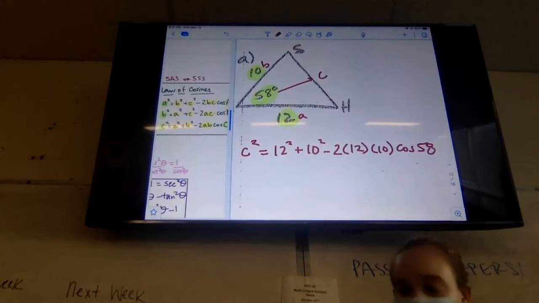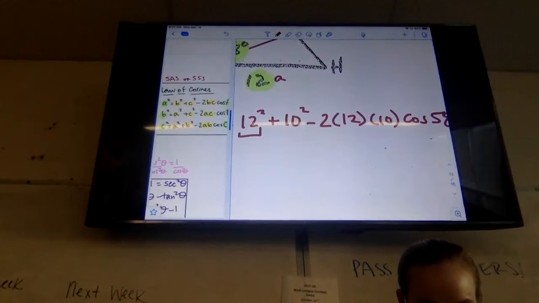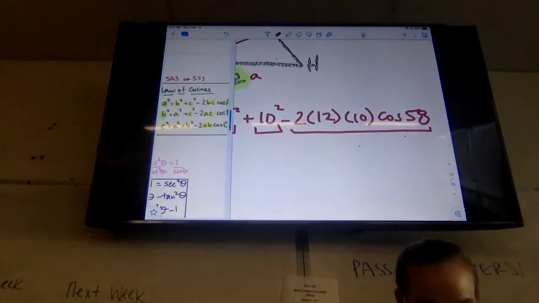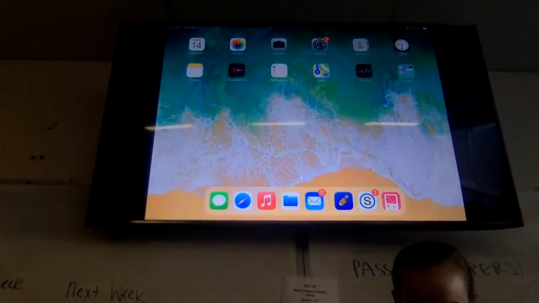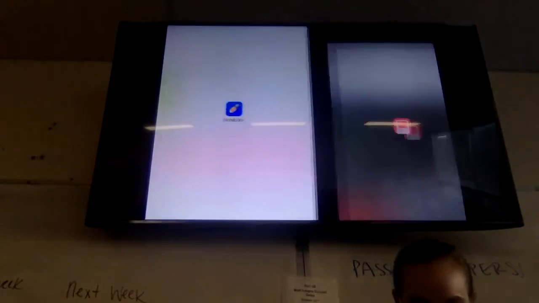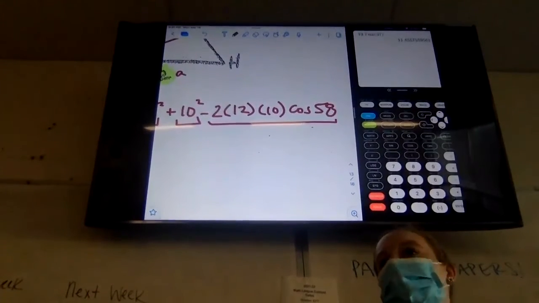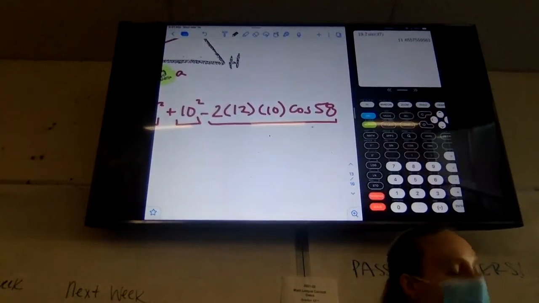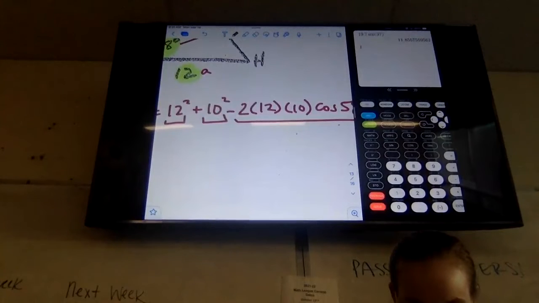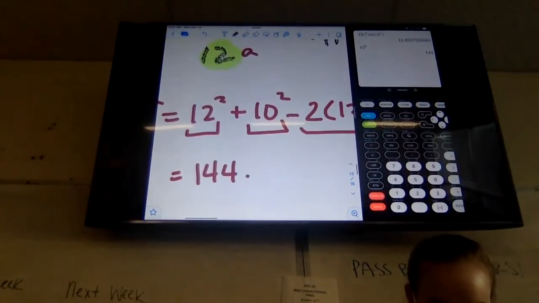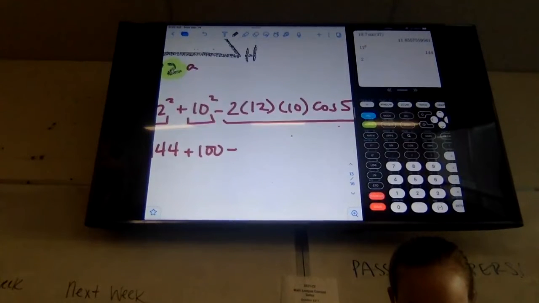All right, now I'm going to start simplifying. I'm going to do 12 squared, I'm going to do 10 squared, and I'm going to put all of that in my calculator because I can do all of that at the same time. Again, this is where you can play around with your calculator. If you like putting everything in, try it and see if you get the same answer as I do. I am super careful about what I do, so I'm going to put it in one at a time. So I see 12 squared is 144. I know 10 squared is 100. And now I'm going to do 2 times 12 times 10 times cosine of 58.